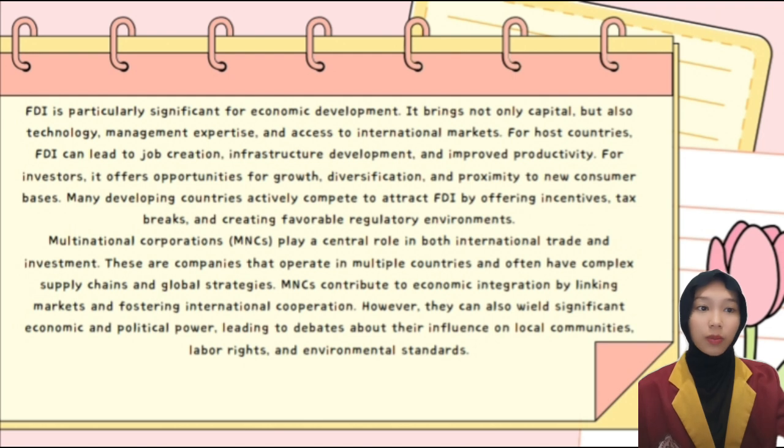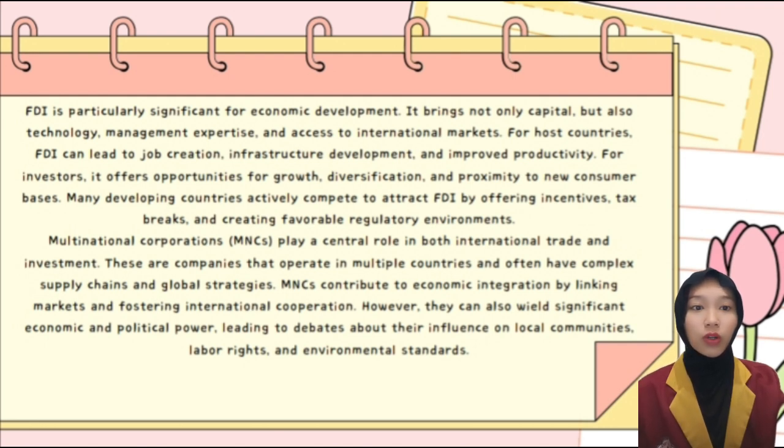FDI is particularly significant for economic development. It brings not only capital, but also technology, management expertise, and access to international markets for host countries. FDI can lead to job creation, infrastructure development, and improved productivity. For investors, it offers opportunities for growth, diversification, and proximity to new consumer bases. Many developing countries actively compete to attract FDI by offering incentives, tax breaks, and creating favorable regulatory environments.